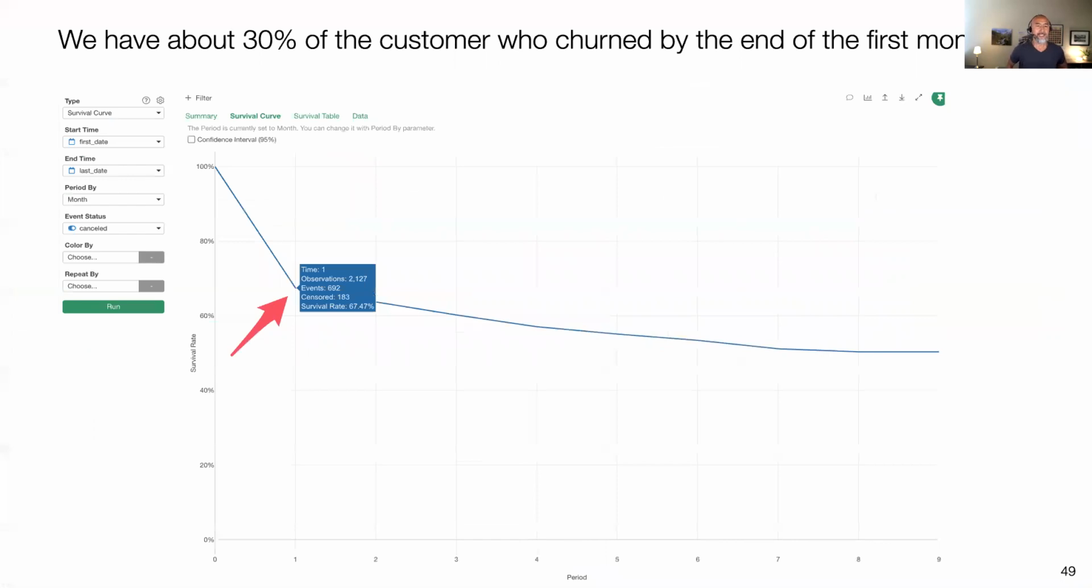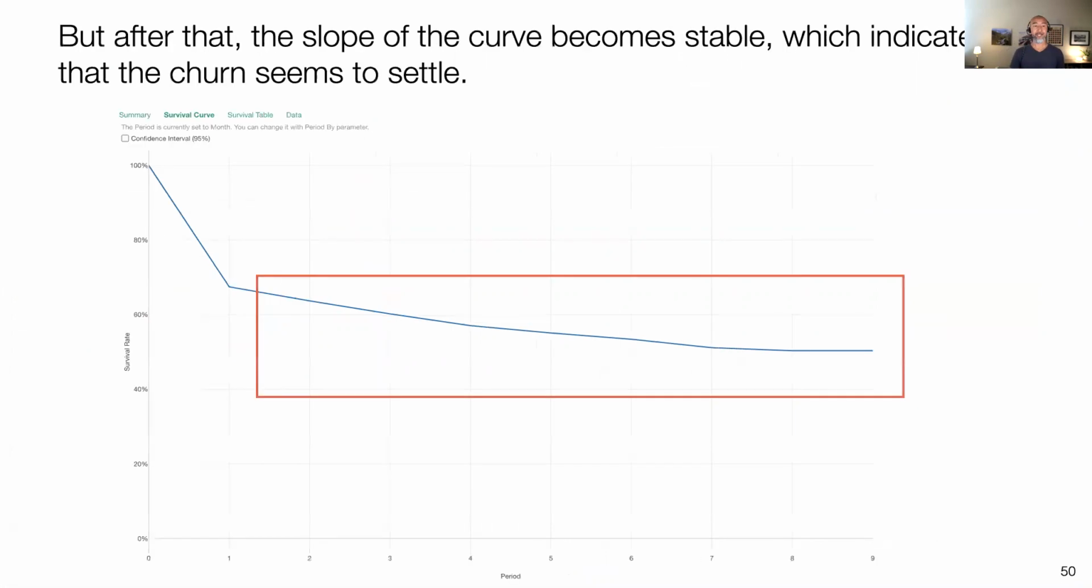So this one says survival rate is 67%. That means about 30% of the customers will have churned by the end of the first month. And then after that period, there's a steep curve at the first month, but after that, the curve settles, so it's not as steep as before. It seems like churn settles after that period.